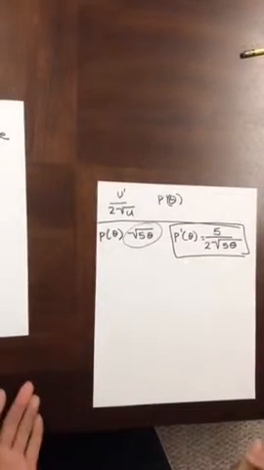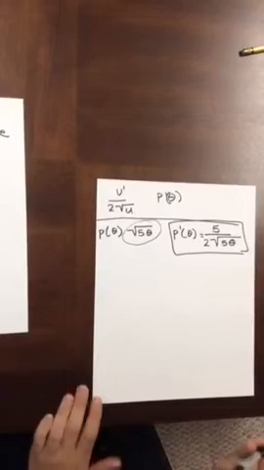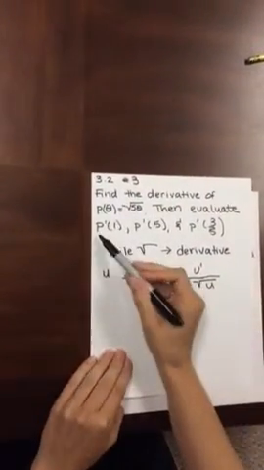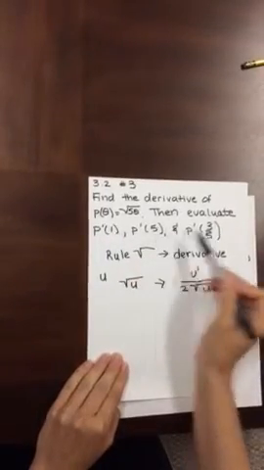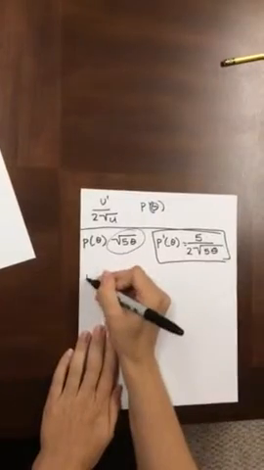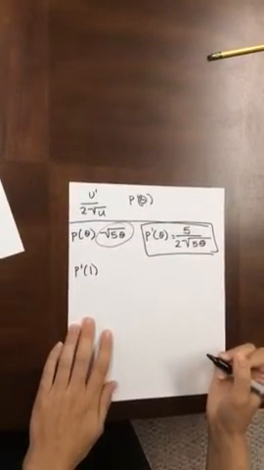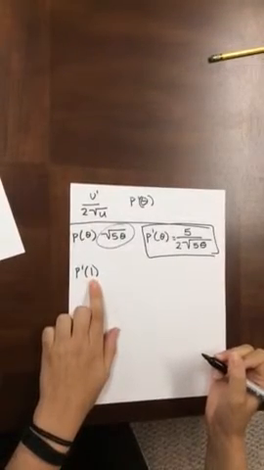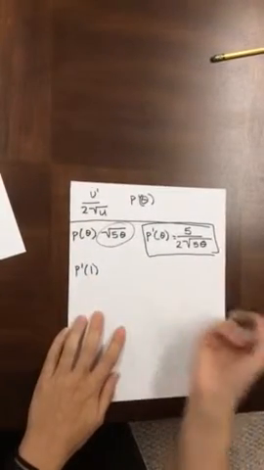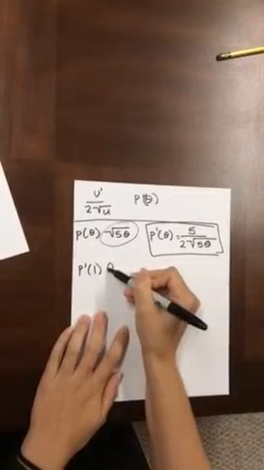Now, once you have that, that's the hardest part, and now they want you just to evaluate for different values. So we are to evaluate for P'(1), P'(5), and P'(3/5). Starting with P'(1), just like a normal function, you're just going to plug this value in for the variable. And remember, our variable is the θ.